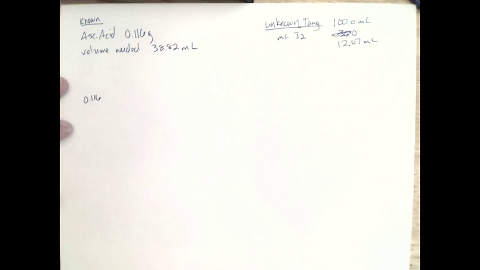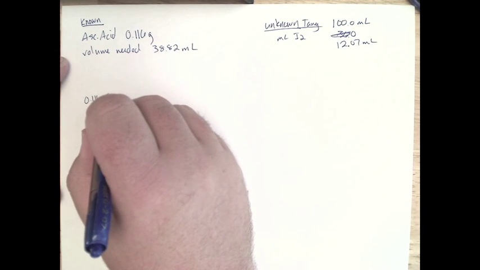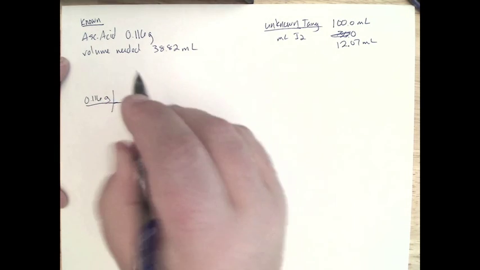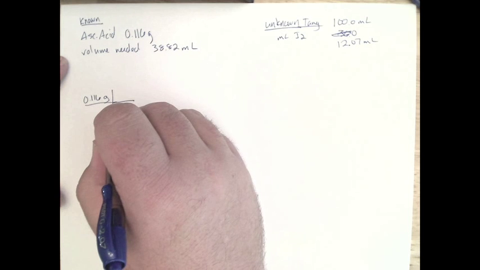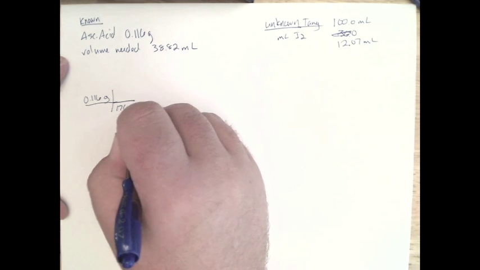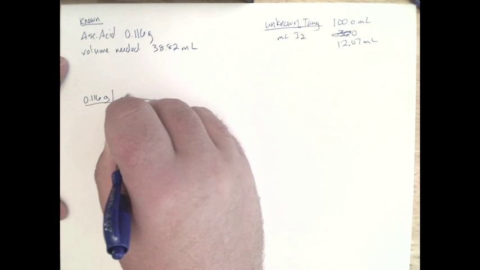So ultimately what we want is moles of iodine per liter. I don't really worry about the titer thing. So we have 0.116 grams of ascorbic acid, and we know the molecular weight of ascorbic acid is 166.76 grams of ascorbic acid per mole of ascorbic acid.